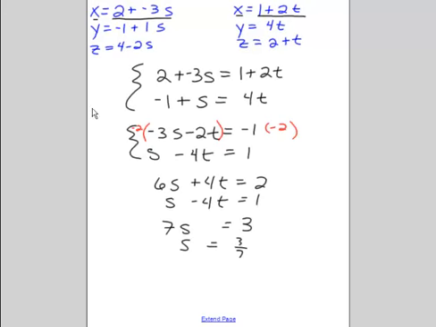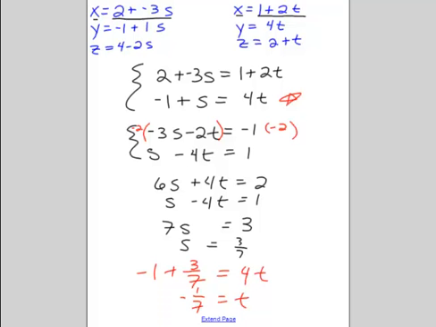Going back up, I have what s equals. I'm going to substitute this back into my equations, and I'm going to have to find t as well. So let's see. We'll use that equation there. So therefore I know negative 1 plus 3/7 has to equal 4t. Therefore, I get negative 4/7 equals 4t, divide by 4, so I get negative 1/7 is what t is. So I found s, I found t.